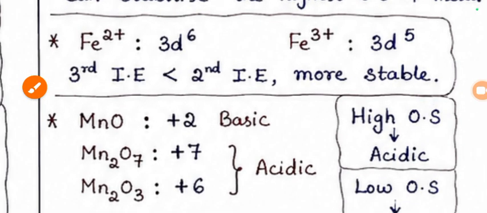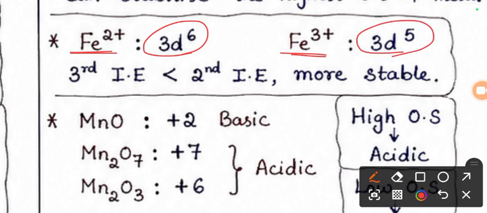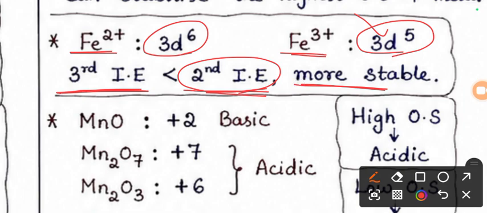When you look at the variable oxidation states of iron, that is Fe2+ and Fe3+, Fe2+ has a 3d6 electronic configuration, and Fe3+ has a 3d5 half-filled stable electronic configuration. Because of that, the third ionization enthalpy is very much higher. So the second ionization enthalpy is lower because removing the electron from Fe2+ is going to give the d5 electronic configuration. Fe3+ is the most stable one because of the d5 electronic configuration.